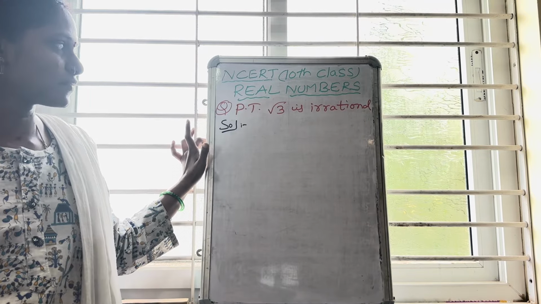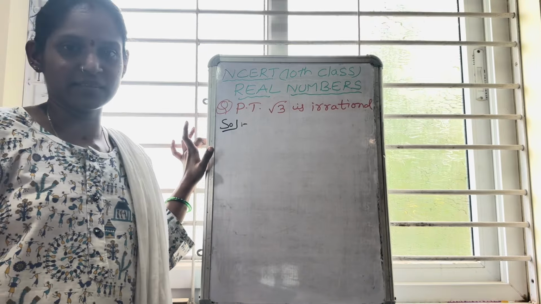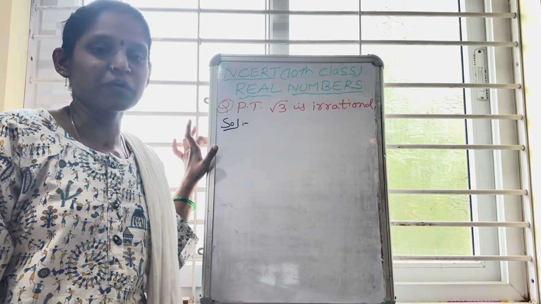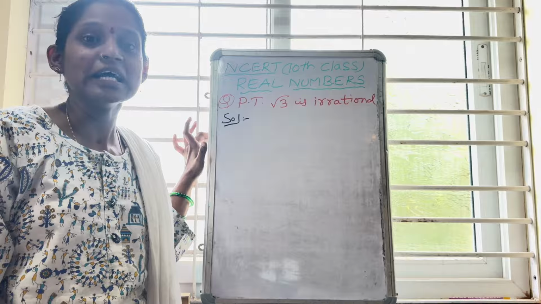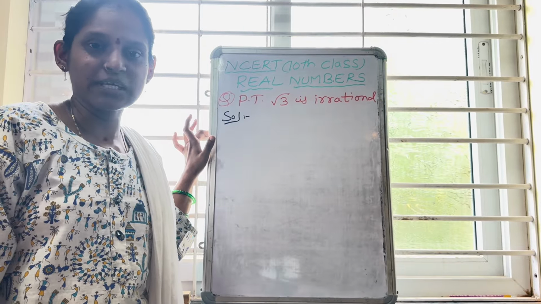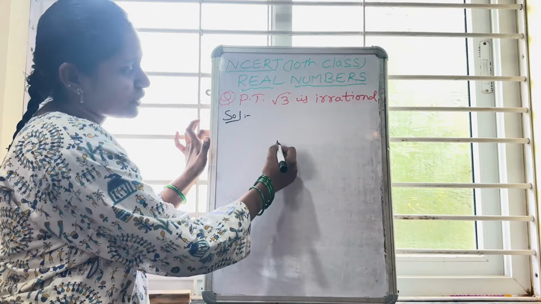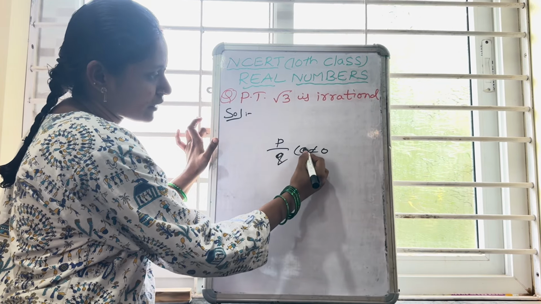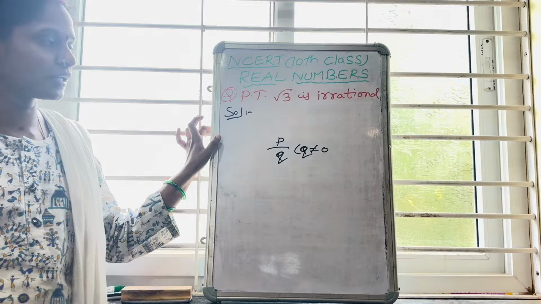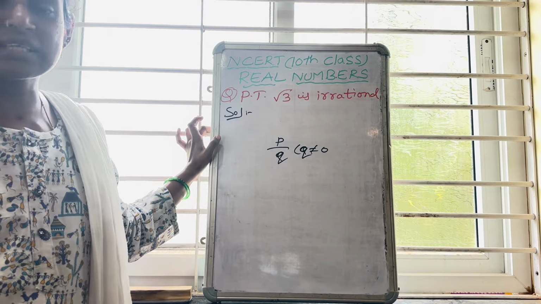See this question first: we have to prove root 3 is an irrational number. Irrational means, we know the chapter name is Real Numbers. Real numbers are a combination of rational and irrational numbers. Rational numbers are the numbers which we can write in p by q form, q not equal to 0.